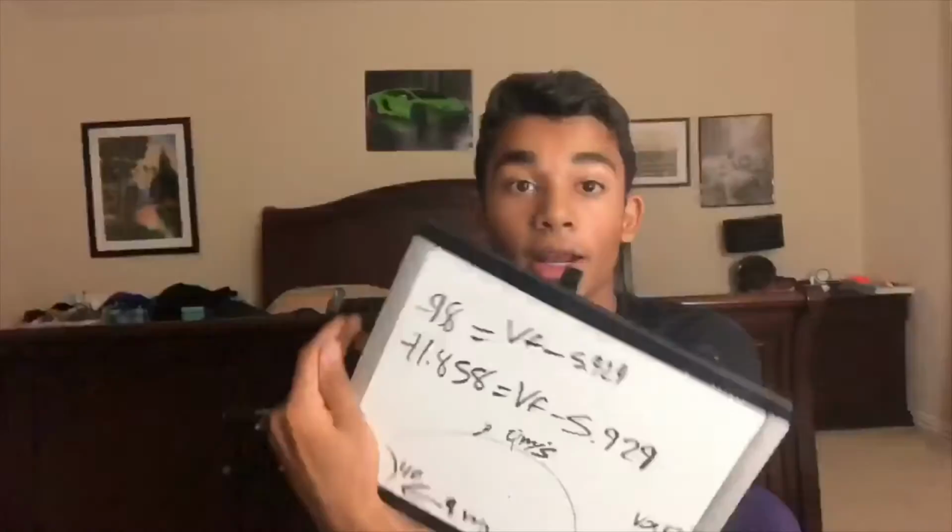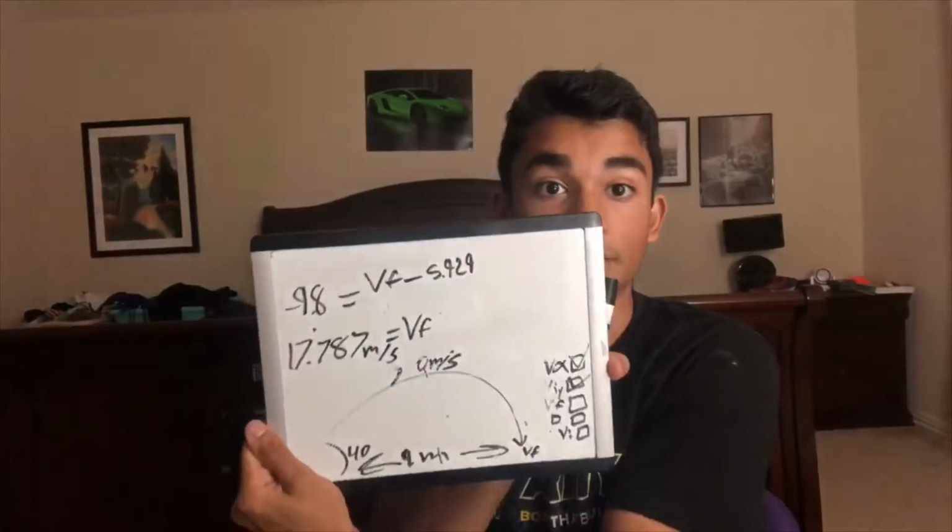This is where we're at right now. Add 5.929 on both sides to isolate the variable, which is the final velocity. And you will get 17.787 meters per second as our final velocity. That's one more variable down.